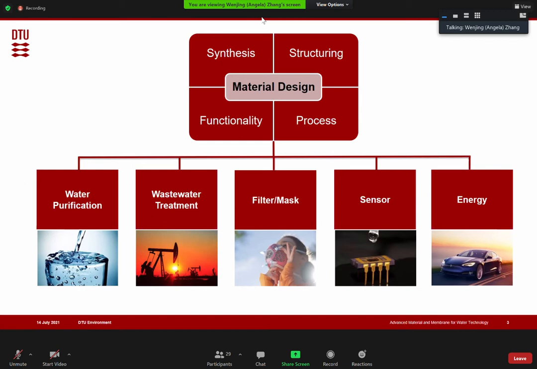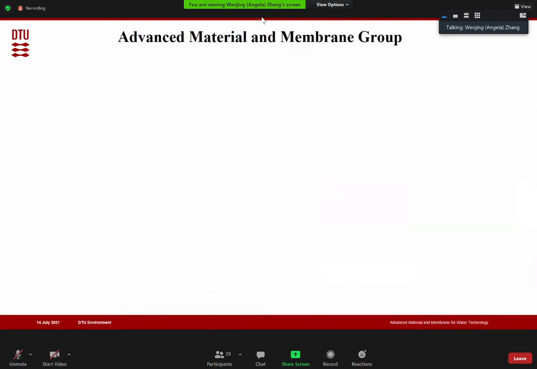And I think there are 4 pillars: synthesis, structuring, functionality, and process. And we combine these four pillars to design materials for a specific application, like water purification, wastewater treatment. Like in the gas phase, it can be the filters as well, and for sensors and for energy, such as fuel cells and batteries. I'm quite lucky to have a very competent group.